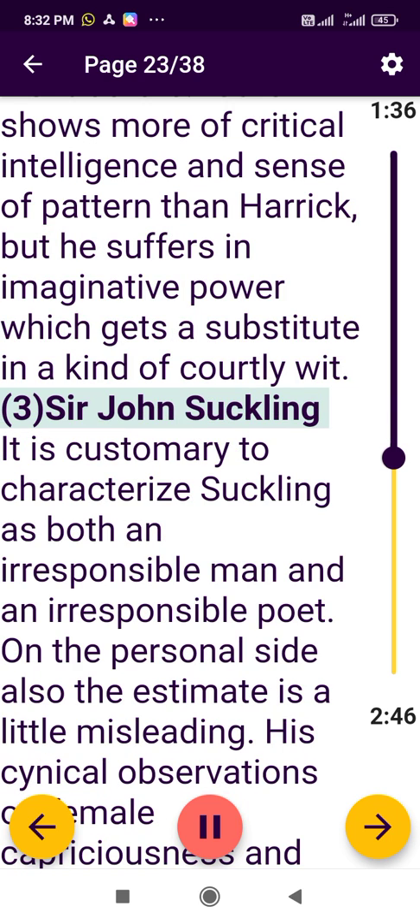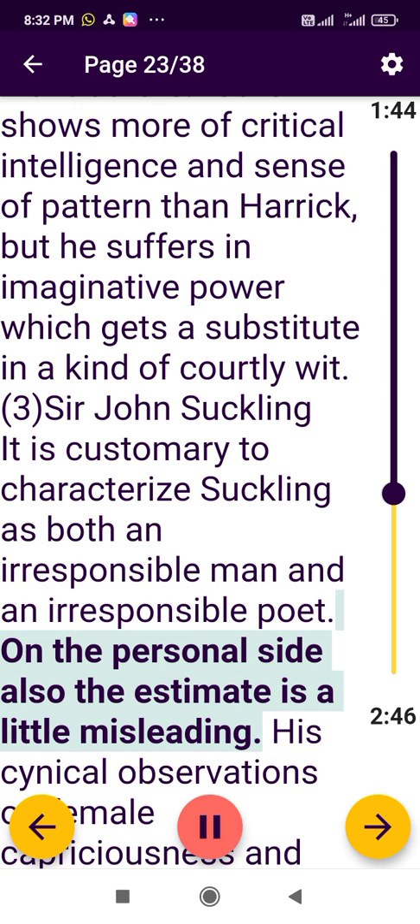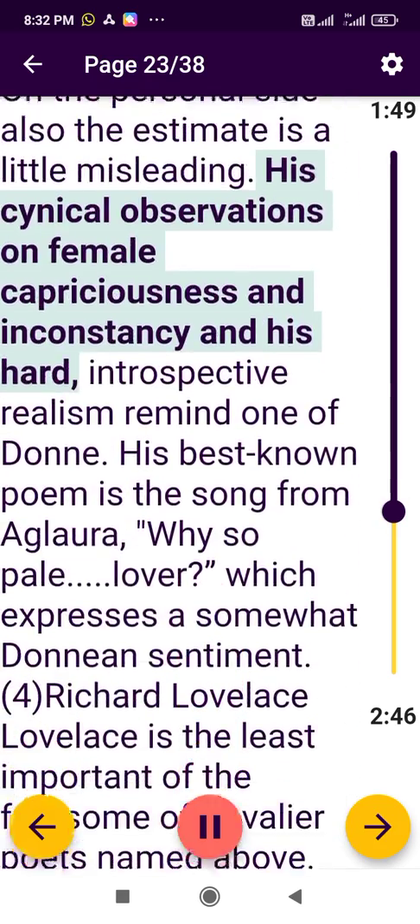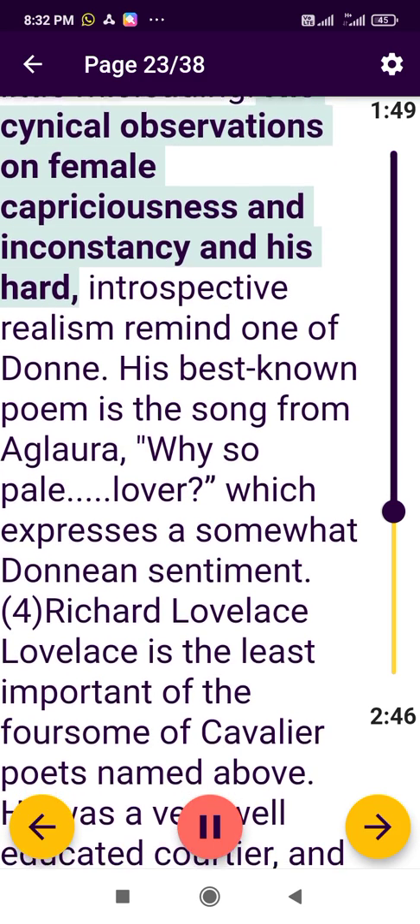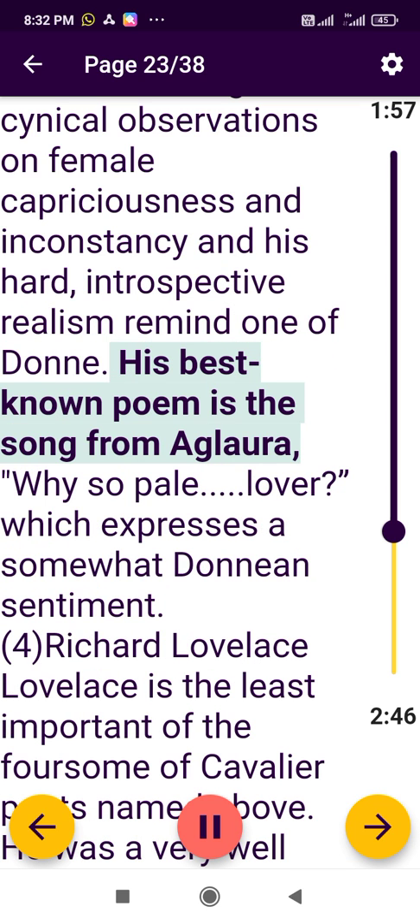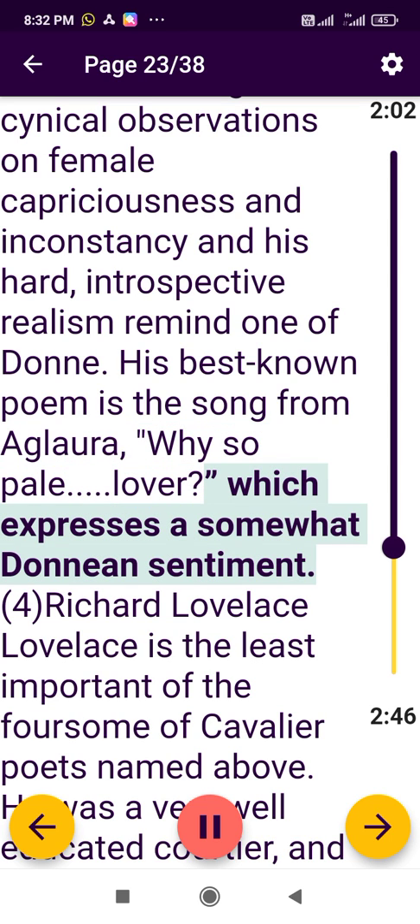3. Sir John Suckling. It is customary to characterize Suckling as both an irresponsible man and an irresponsible poet. On the personal side also the estimate is a little misleading. His cynical observations on female capriciousness and inconstancy and his hard, introspective realism remind one of Donne. His best known poem is the song from Aglaura, Why So Pale, Lover, which expresses a somewhat Donnian sentiment.